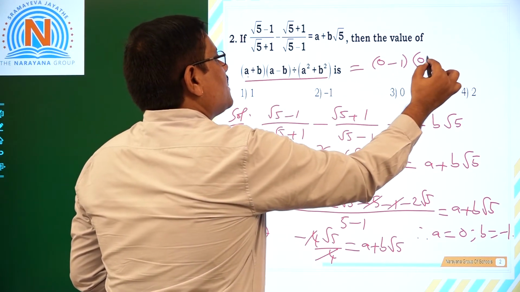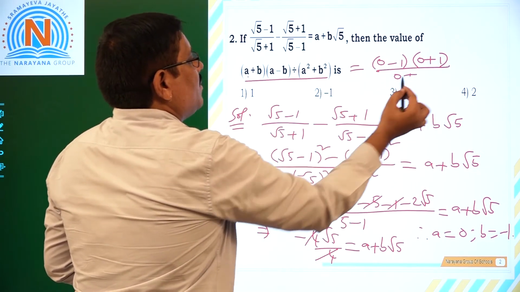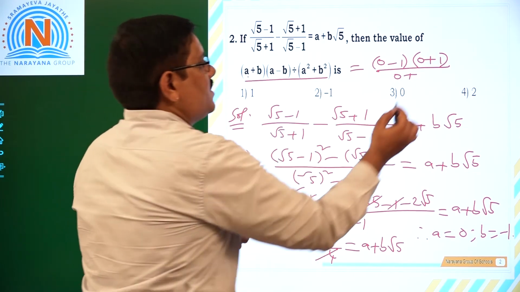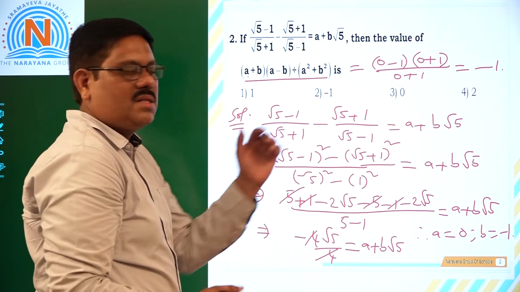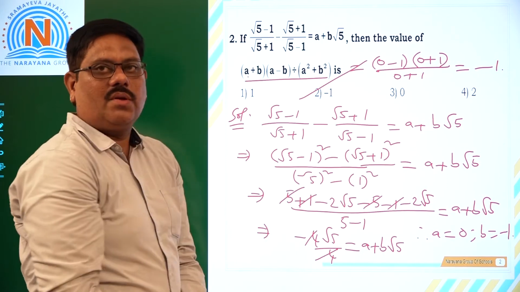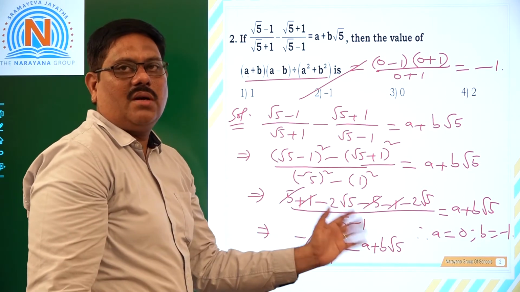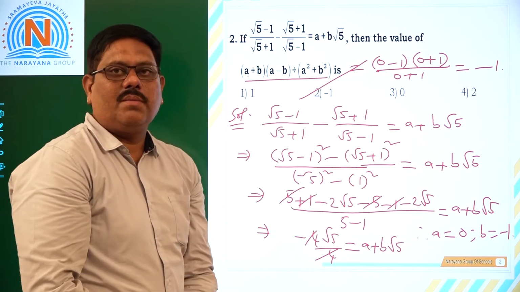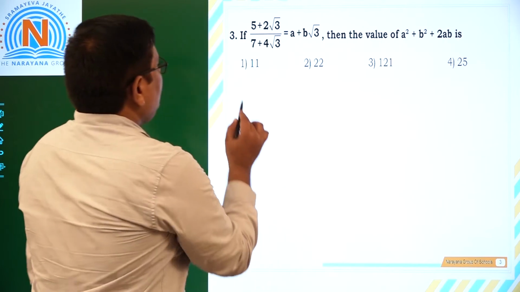So that is 0 minus of minus 1, divided by a square, that is 0, plus b square, minus 1 whole square is 1. So the resultant answer is nothing but minus 1. So minus 1 is nothing but the second option. Here what is important? Its simplification is important. After that it's a simple calculation. By that we get the required answer. Now let us see the next question.